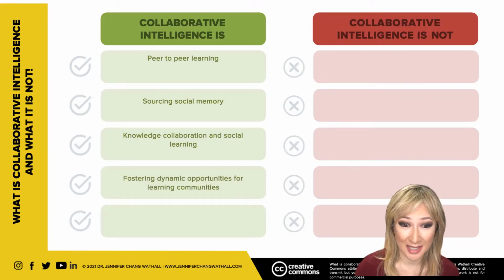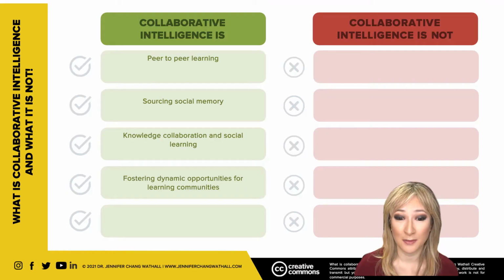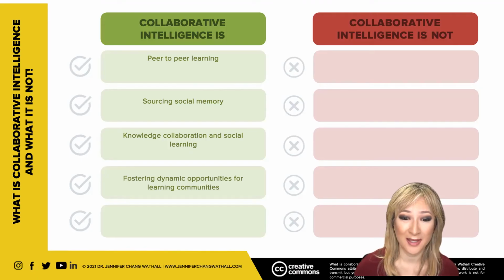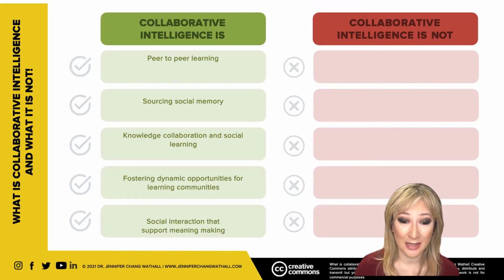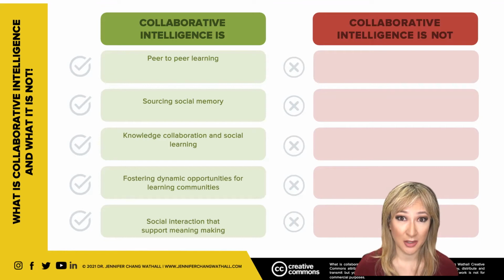Collaborative intelligence is fostering dynamic opportunities for learning communities so that your students can maybe constantly change or they can actually interact in many different ways. Social interaction that supports meaning making. So in collaborative intelligence, the social interaction is very purposeful and intentional, and it really supports students to be able to make meaning of different concepts.